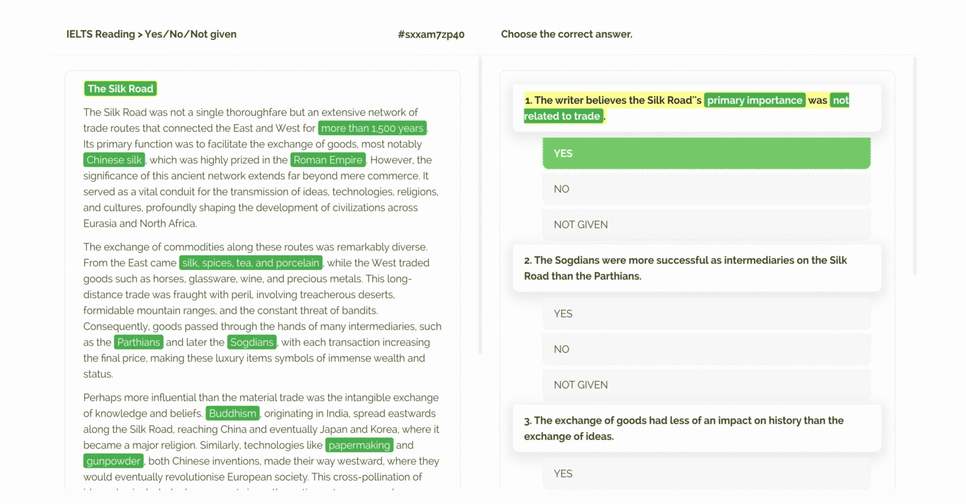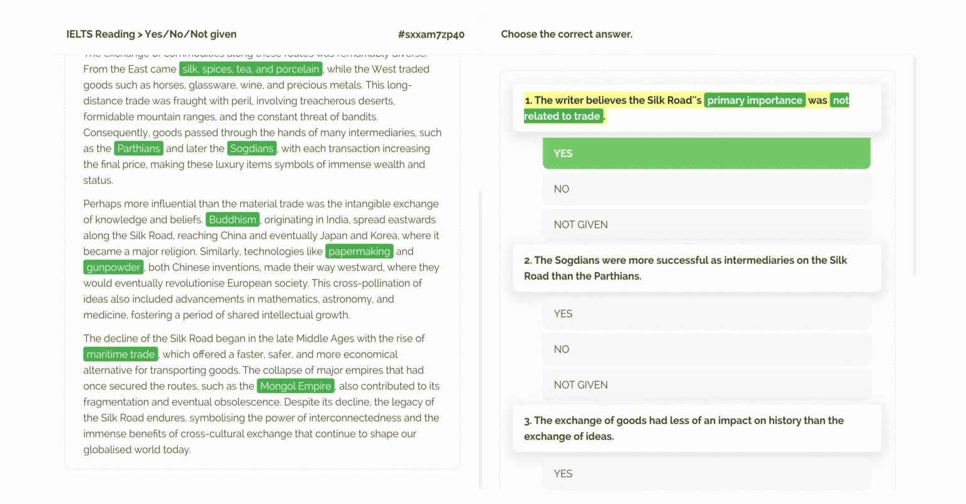In paragraph 1, the writer states that the significance of the Silk Road extends far beyond mere commerce. This directly supports the idea that its main importance was not just about trade. This is further supported in paragraph 3, which says the exchange of ideas was perhaps more influential than the material trade.